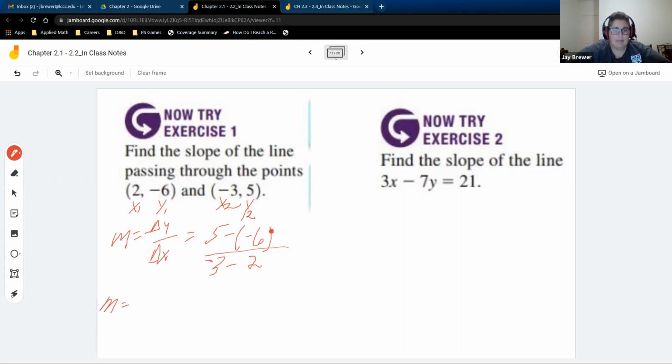5 minus -6 will give us a positive, so that would be 5 plus 6, so that will be 11 when we get to it. I'll do it in a couple of steps. And then -3 minus 2 will give us a -5 on the bottom. So your slope for this one will be -11/5.